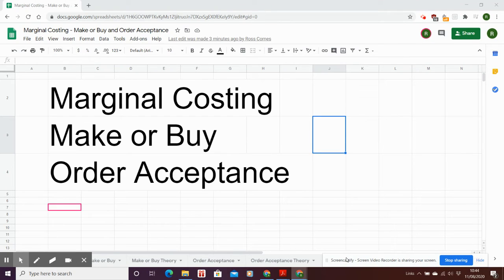Hi, welcome to this video where I'm going to be looking at one of two topics that are covered on the same worksheets for my students. First one I'm going to look at is marginal costing in relation to make or buy, and then there'll be a separate video which will look at marginal costing and accepting orders, and also on there there'll be some theory comparing marginal costing and absorption costing.